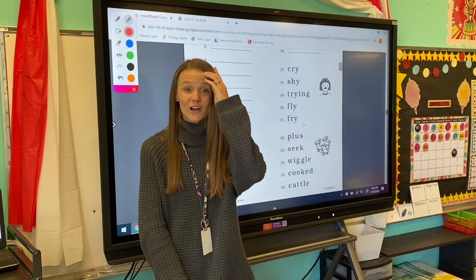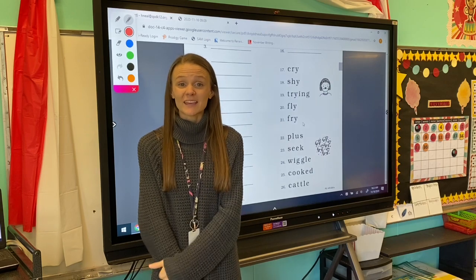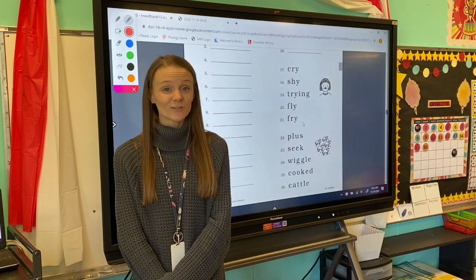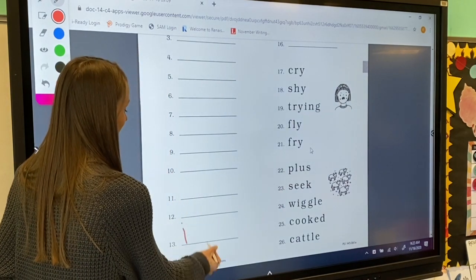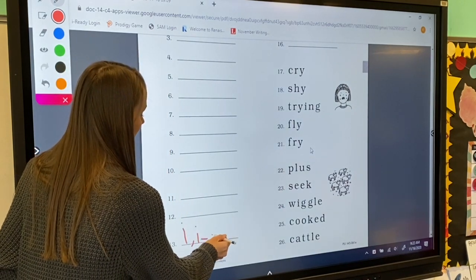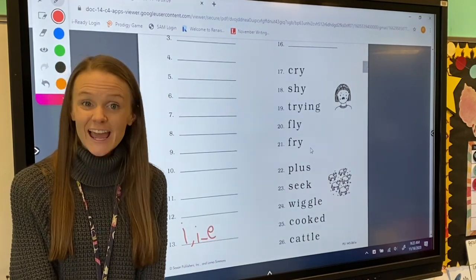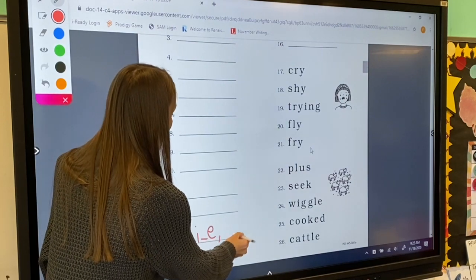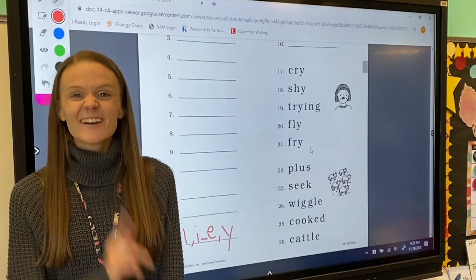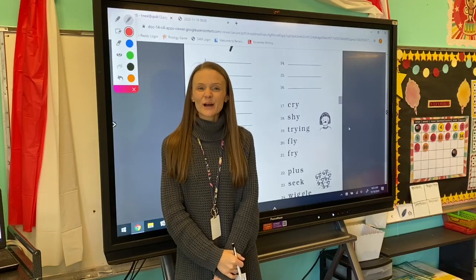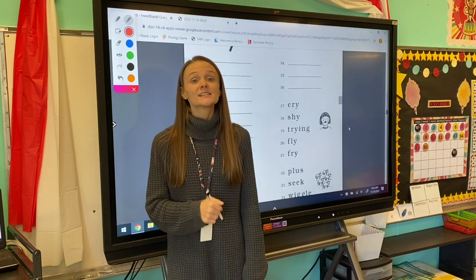So looking back at our worksheet, for number 13, we're going to write all of the letters that can make the long I sound. So we've already learned that letter I can make the I sound, and I, consonant, sneaky E can make the I sound. But today, we learned that letter Y can also make the I sound. Very good.